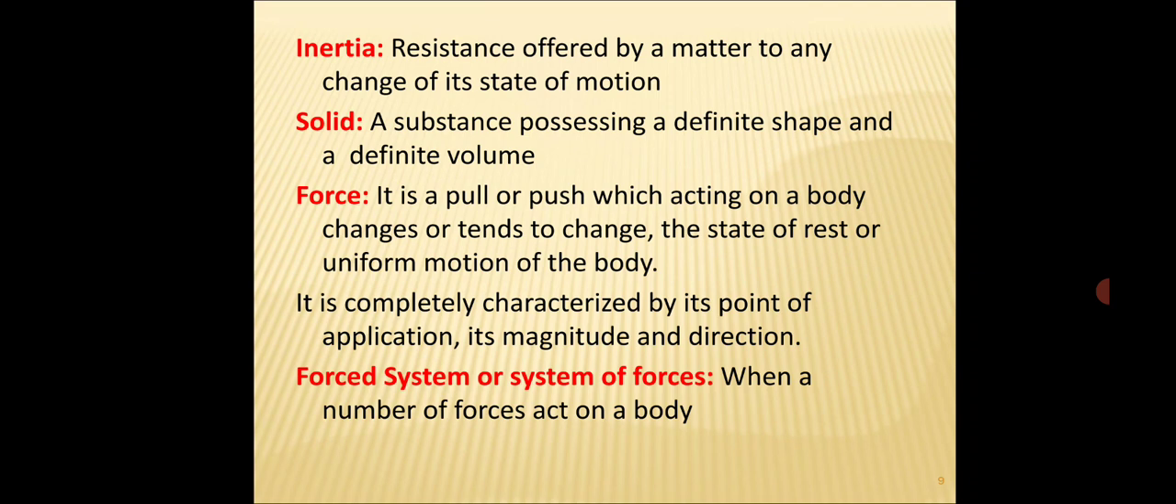The next one is solid. A substance possessing a definite shape and definite volume is called a solid. Any kind of solid is a substance possessing a defined shape or a definite volume. It has some volume.